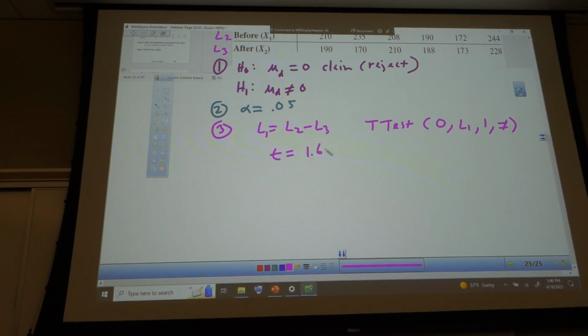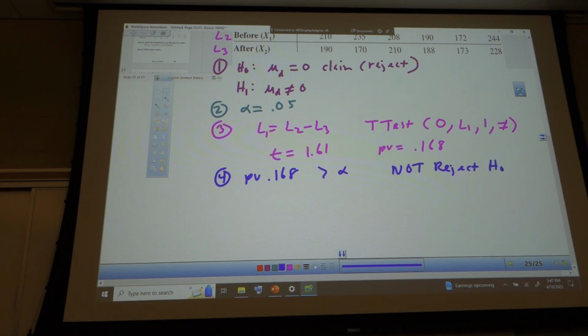Okay? So you all did that, and what did you get for your t-score? 1.61? Yes. And your p-value is point what? 0.168. Okay, great. So now in step 4, my p-value 0.168 is definitely larger than alpha, so I'm going to not reject H naught.